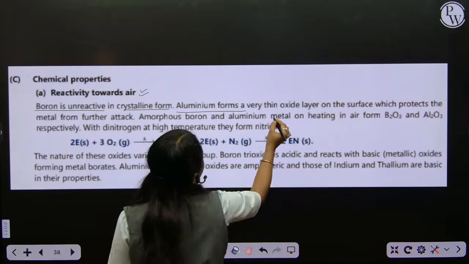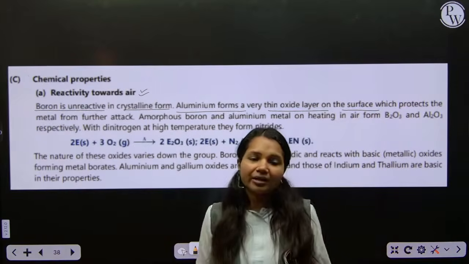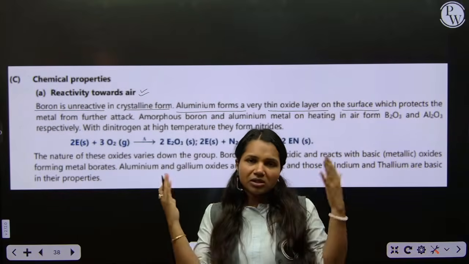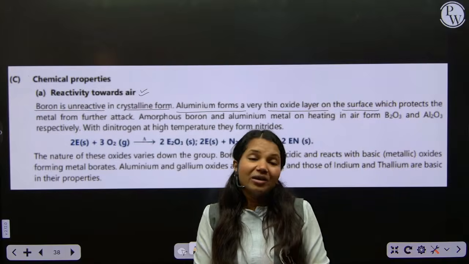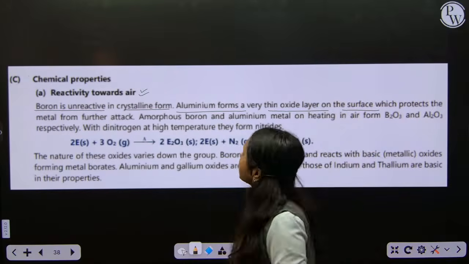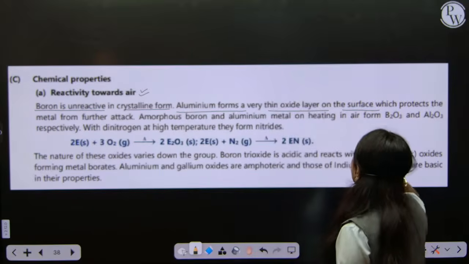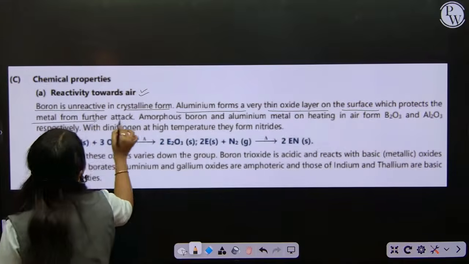Aluminium forms a very thin oxide layer on the surface which protects the metal from further attack. Aluminium does not get rusted faster because it covers itself with a white layer, and that white layer is aluminium oxide, which comes from oxygen. So aluminium forms a very thin oxide layer on the surface which protects the metal from further attack.